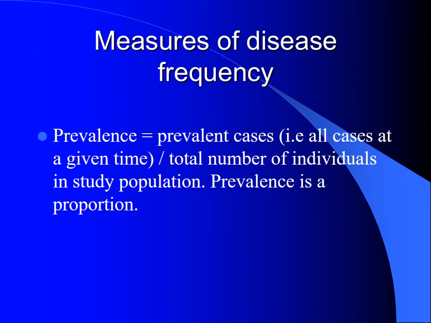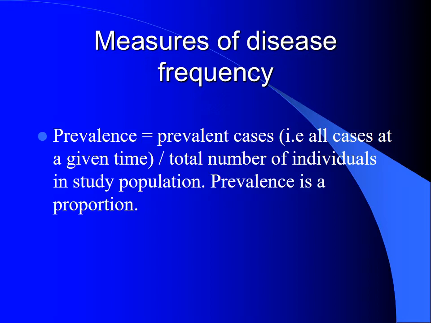Now we'll go through how the measures are computed, with examples. The first measure we took was prevalence. Prevalence is equal to prevalent cases, all cases at a given time, divided by the total number of individuals in the study population.